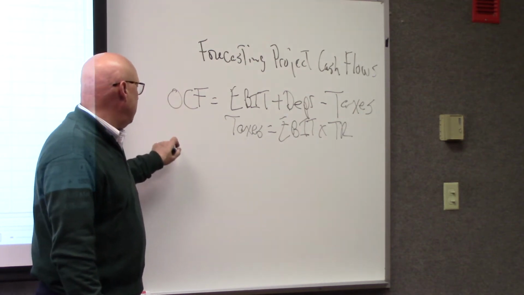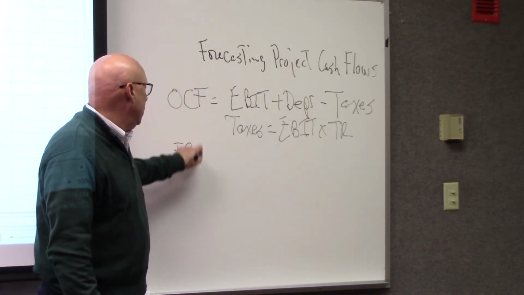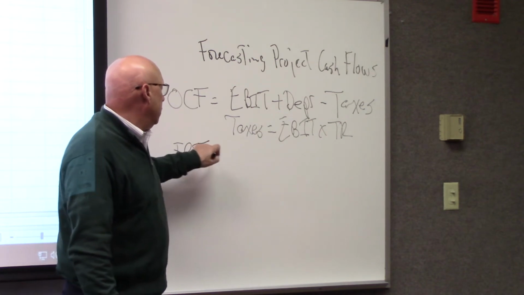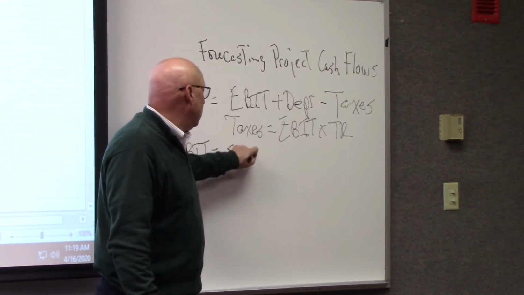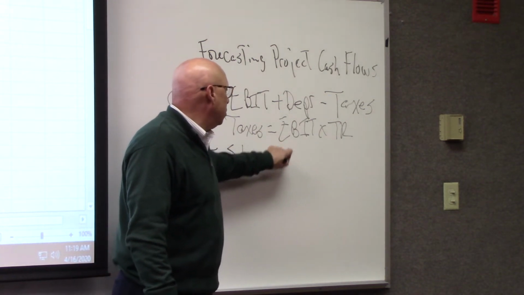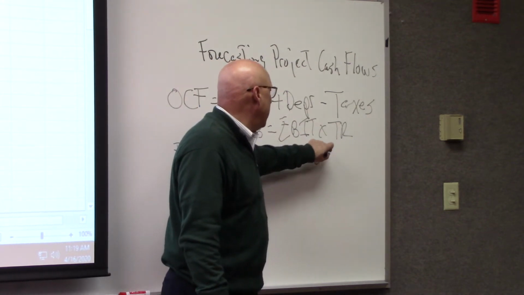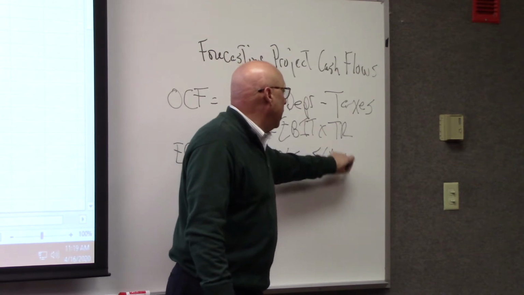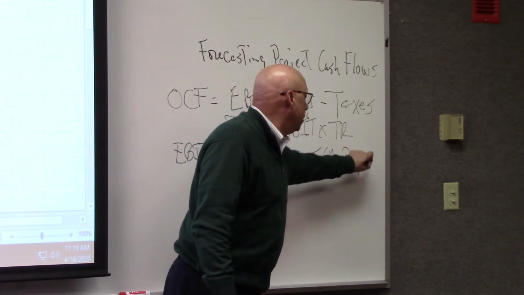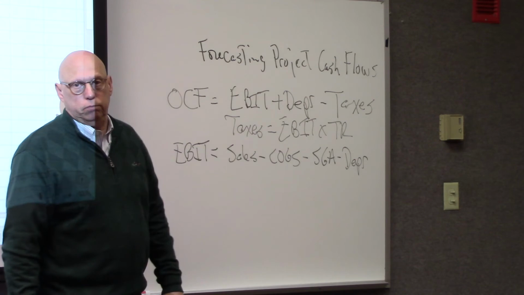Well, how do you get EBIT? EBIT is equal to sales minus cost of goods sold minus SG&A minus depreciation. So you have to do an income statement.